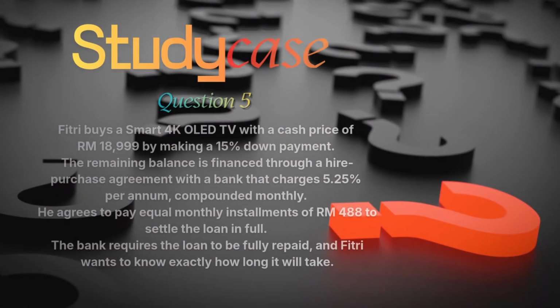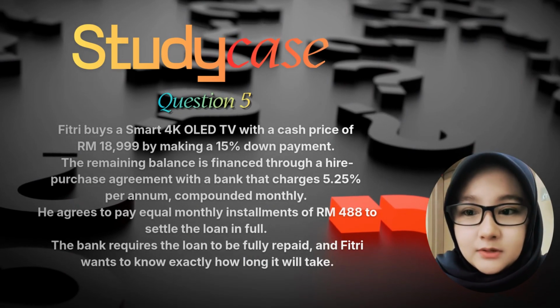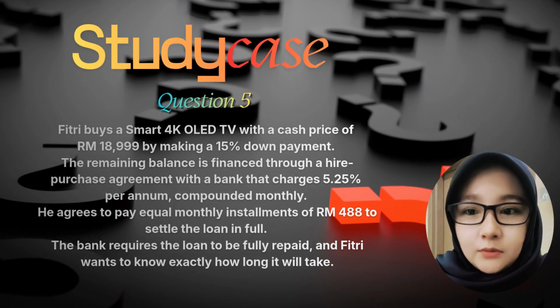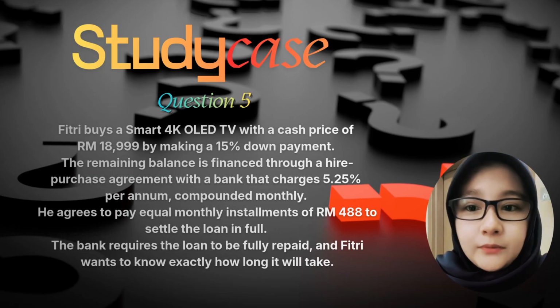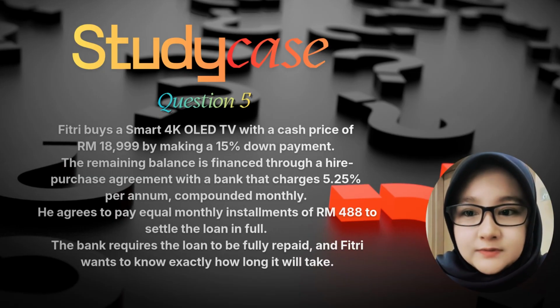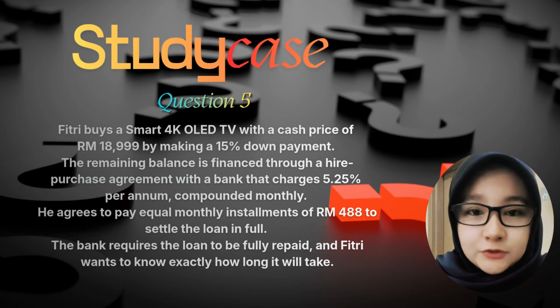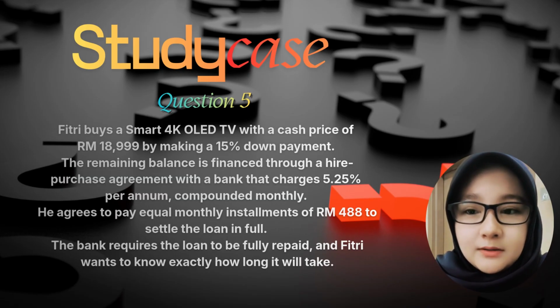We are going to discuss question 5, which involves an ordinary annuity using the present value formula. First, let me briefly explain the question. Fitri buys a smart 4K OLED TV with a cash price of RM18,999.